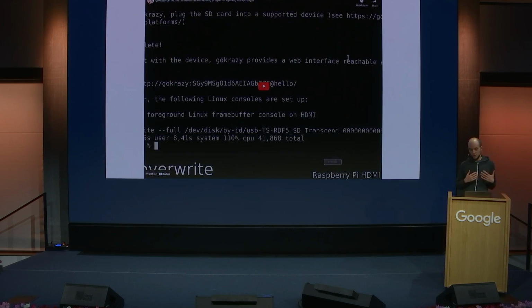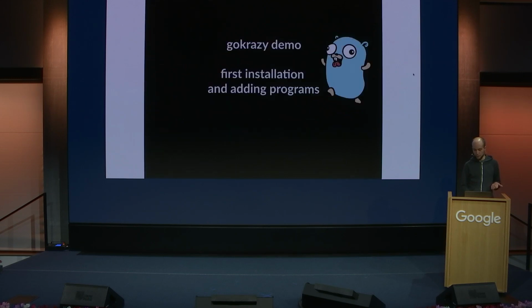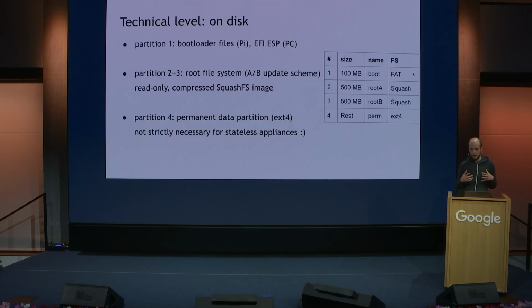All right, so that's what it looks like to do the first installation. I hope you now have a better picture of how to use it. And now let's dive a little bit into what happens behind the scenes. So first, we're going to talk about what is being written to disk when we run the first gok override command.